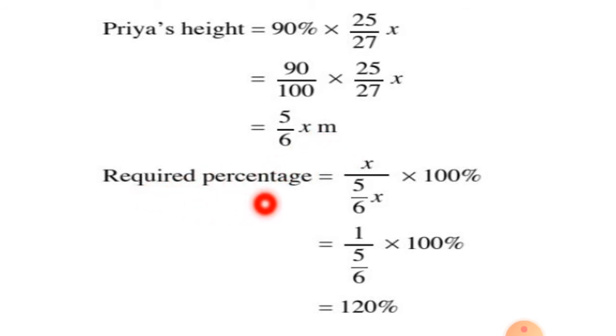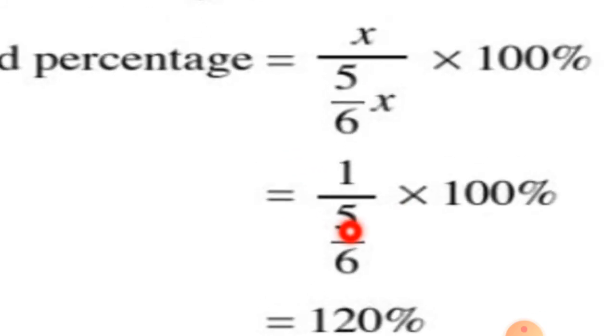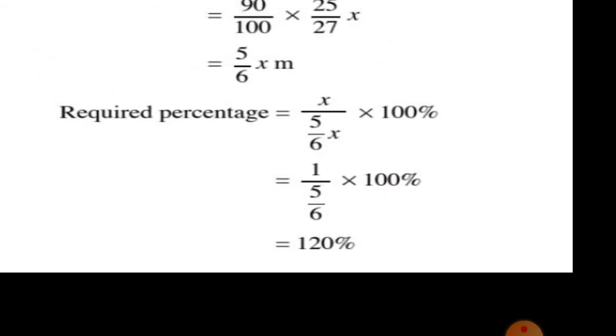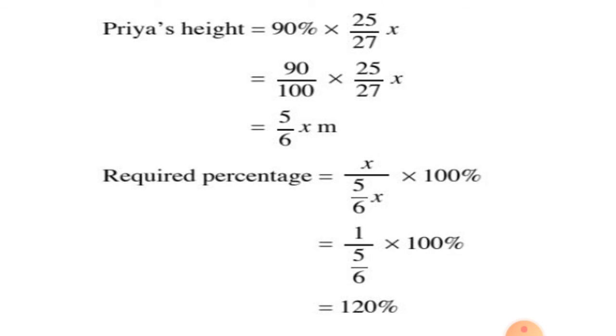Now the required percentage is, we are going to change it into a percentage. So the changed value over the original value into 100%. And these x, numerator and denominator x, is going to be cancelled. So over here numerator 1 will come and 5 over 6. So these 6 is going to go in the numerator. So 6 over 5 into 100%. When you calculate these three numbers, it will come 120%, the required percentage they have asked in the question.